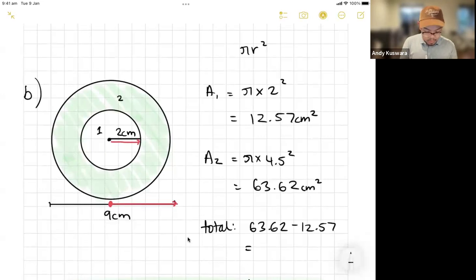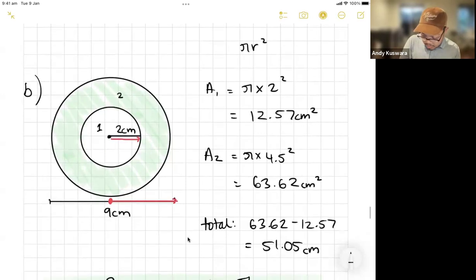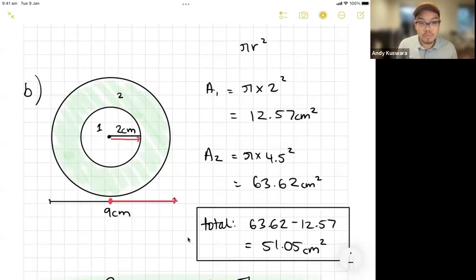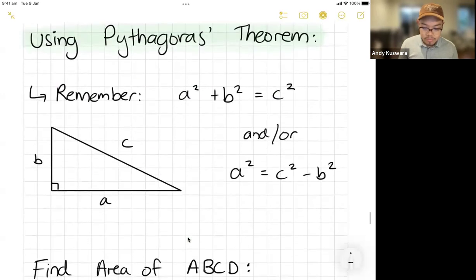Take away 12.57. I should get something like 51.05, and this will be centimeters squared. Okay. So, yep, some questions will be plus, some questions will be minus, depending on if you're taking away an area or you're adding two areas together. Hopefully that makes sense.